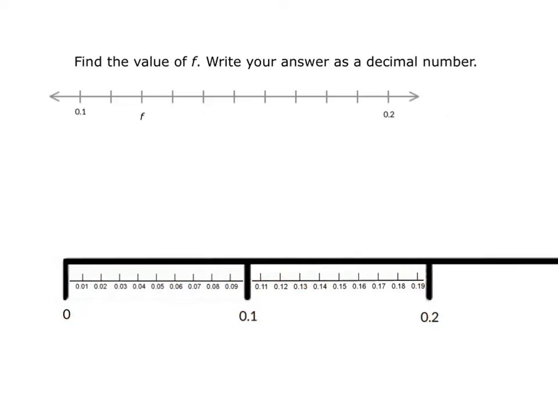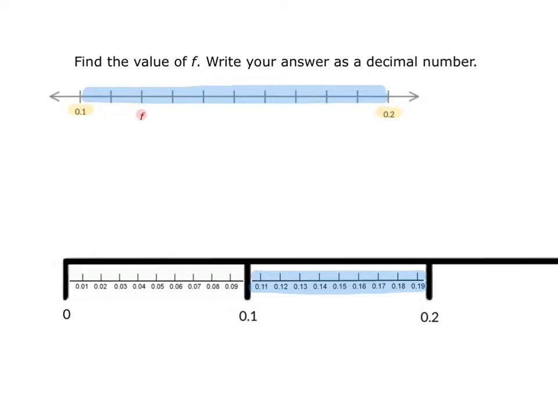When we're looking at the top number line, it says find the value of f and write your answer. To do this, the first thing that we need to do is check which part of the number line we are dealing with. When I look at the numbers, on the left it says 0.1, and to the right it says 0.2. So the part that we're dealing with is in between 0.1 and 0.2. Let's take a look at the bottom number line to see where that fits.